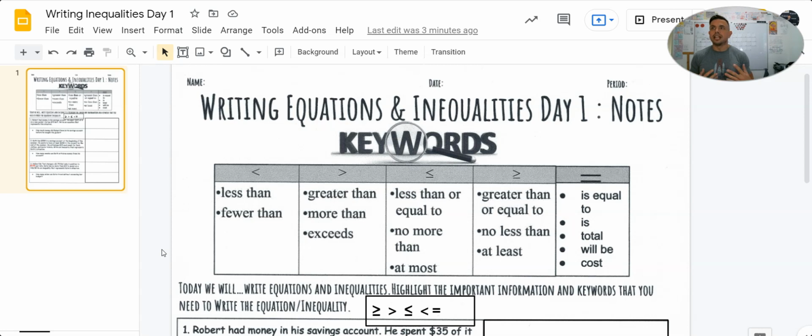A lot of times it's the word is, or the total, or will be, or final, or whatever. So it's usually a summation type of phrase. But a lot of these, you can gauge what they really mean when you read the context of the scenario. And that's exactly what we're going to do today.